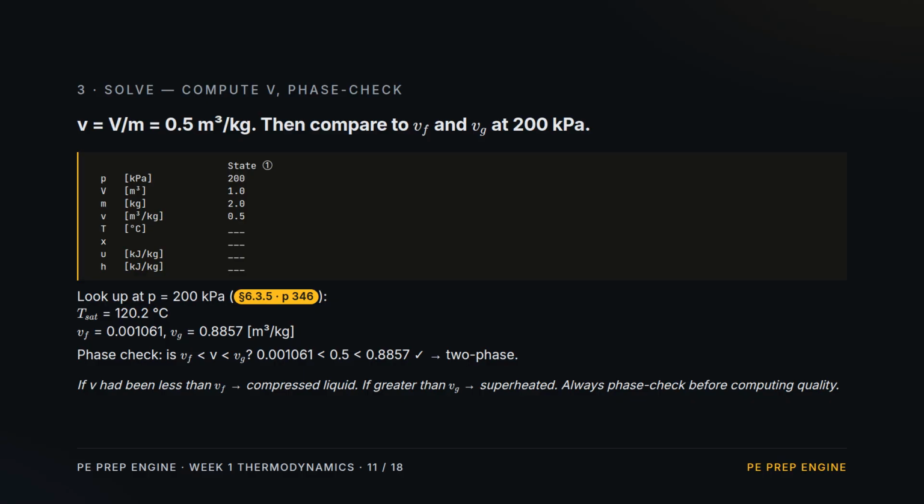Solve. Step 1. Specific volume is V over m, which lands at 0.5. Step 2. Enter the saturation by pressure table at 200 kilopascals and read off vf and vg. Step 3. Compare. vf is less than v is less than vg, so we're inside the dome. The mixture is two-phase. If v had been below vf, it'd be compressed liquid. Above vg, superheated. Always phase check before assuming quality applies.